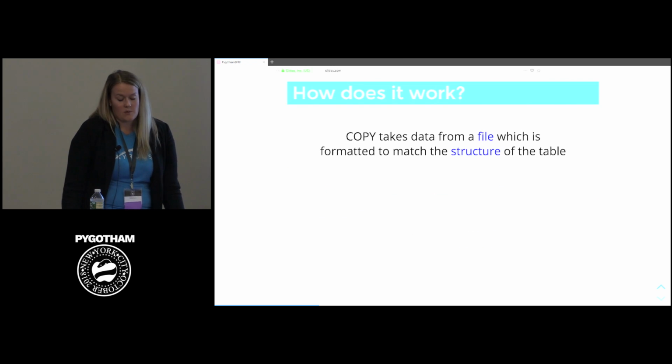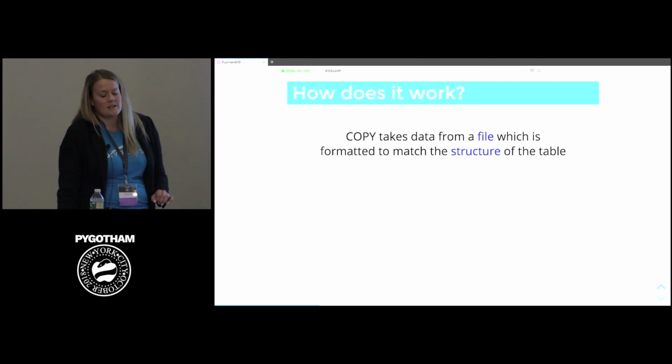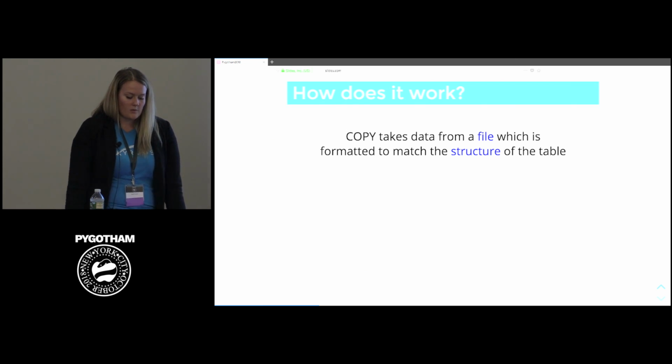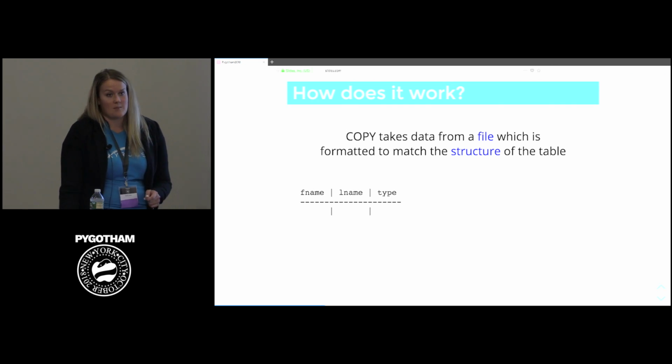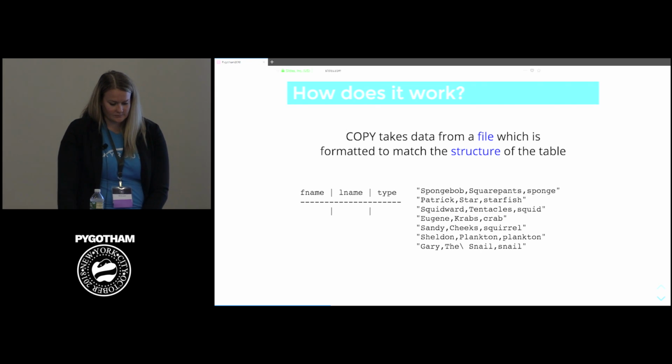So how does copy work? Well, it takes data from a file, and that file needs to be formatted to exactly match the structure of the table. So if we go back to our SpongeBob example, we were keeping track of the first name, the last name, and the type. So for SpongeBob, it was first name SpongeBob, last name SquarePants, type sponge. We would need to import that data with a file that looks something like this. So this is just a CSV, or an example of a CSV. So every line has a comma-separated list of the character. So SpongeBob, comma, SquarePants, comma, sponge. One string per line.